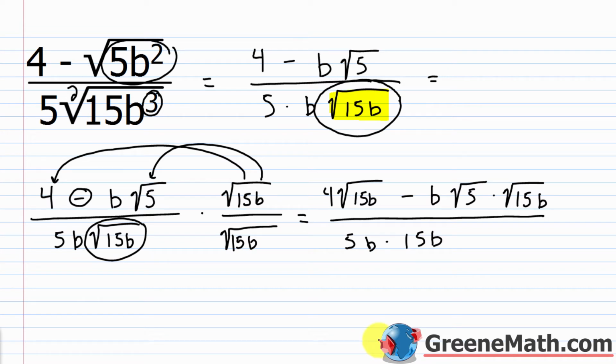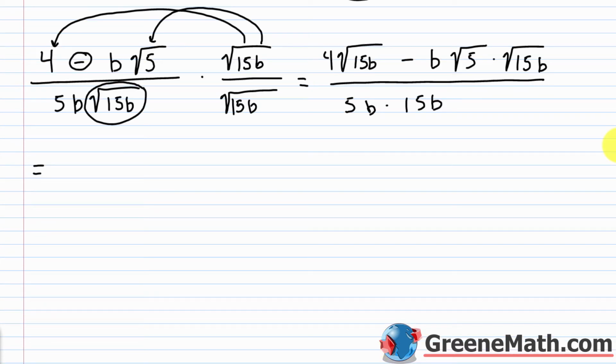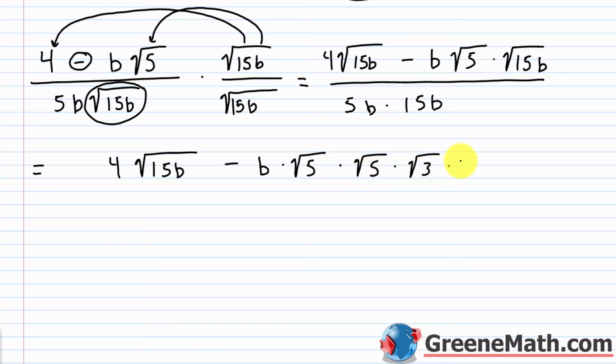Okay, so let's further simplify now. So in the numerator, we have 4 times the square root of 15b. Nothing I can really do with that. 15 is 5 times 3. b is just b. Can't really do anything. Then minus. Then for this guy right here, I have b times the square root of 5. Then I'm going to break this up into the square root of 5 times the square root of 3 times the square root of b. Now, square root of 5 times square root of 5 is 5.